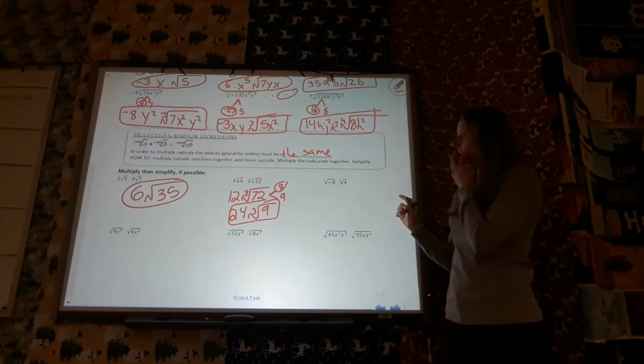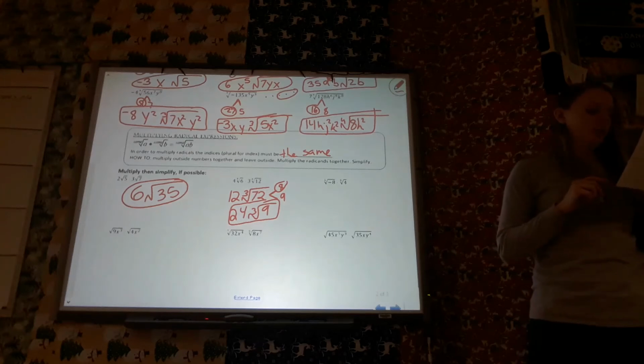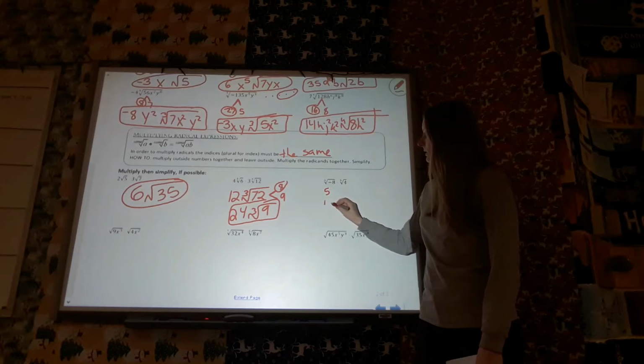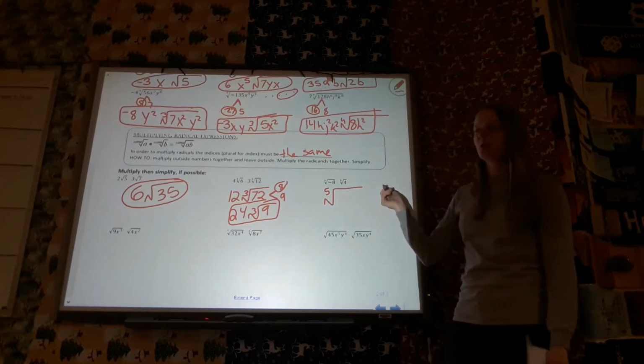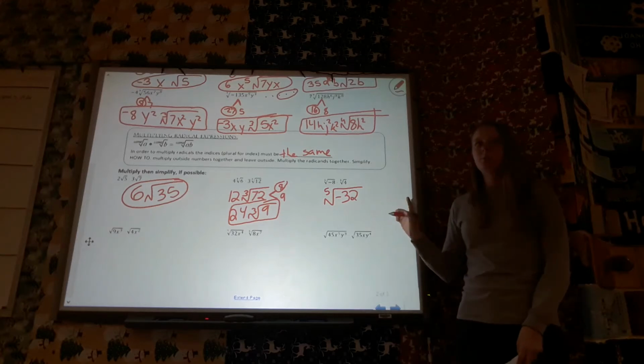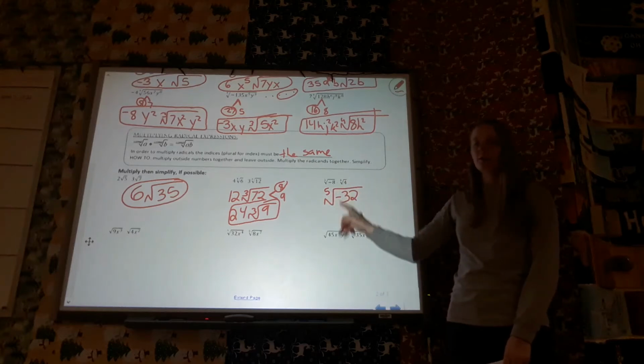Alright, this one, we have 2, that's really smeared on the board, fifth roots, okay? So we're going to multiply them together. There's nothing on the outside to multiply, so I'm just going to go straight for the inside. That gives me negative 32. Now, is there a problem with the negative in this scenario? No, because the index is odd, so it's fine.